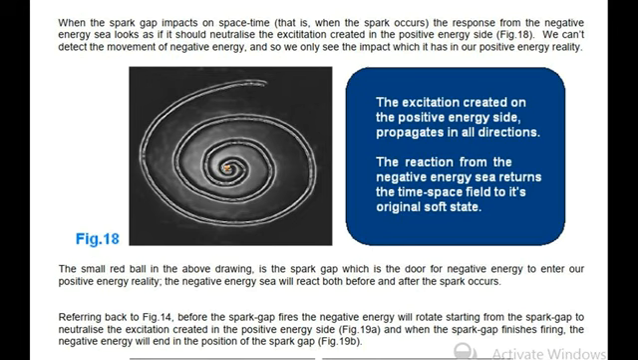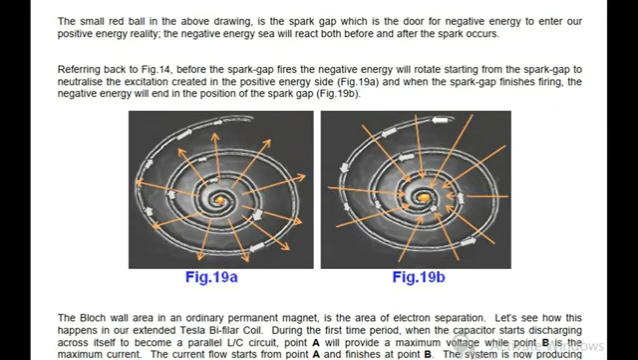The negative energy C will react both before and after the spark occurs. Referring back to Fig 14, before the spark gap fires, the negative energy will rotate starting from the spark gap to neutralize the excitation created in the positive energy side, Fig 19a, and when the spark gap finishes firing, the negative energy will end in the position of the spark gap, Fig 19b. The block wall area in an ordinary permanent magnet is the area of electron separation. Let's see how this happens in our extended Tesla bifilar coil.